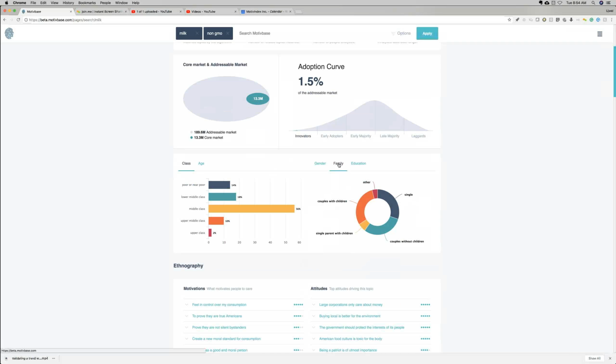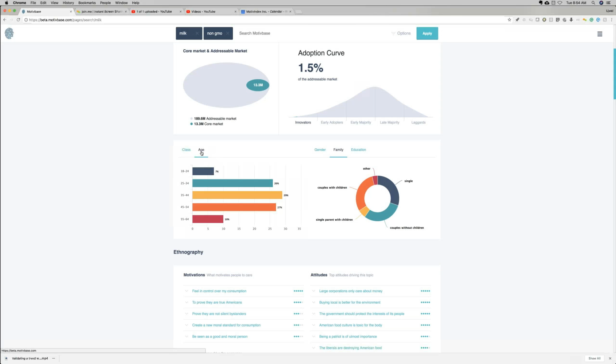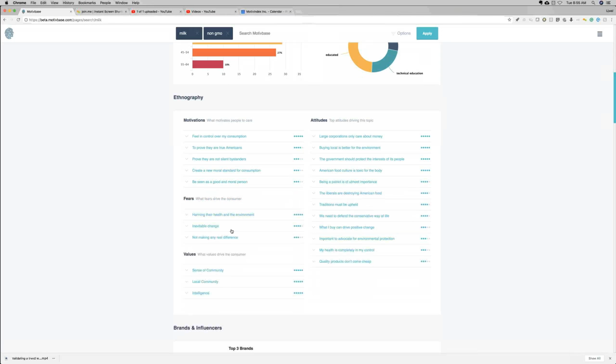I don't see anything groundbreaking here other than that there's a little bit of an over-indexing on the middle class, but generally nothing really significantly different from national averages when we look at the actual breakdown. The other part that you can also take a look at, and it is interesting, is that almost 50% of the audience here is university educated or has master's degrees and so on. And then, of course, you can look at the ethnography portion to understand the dominant motivations affecting people's perception of non-GMO milk or genetic modification in the context of milk here.